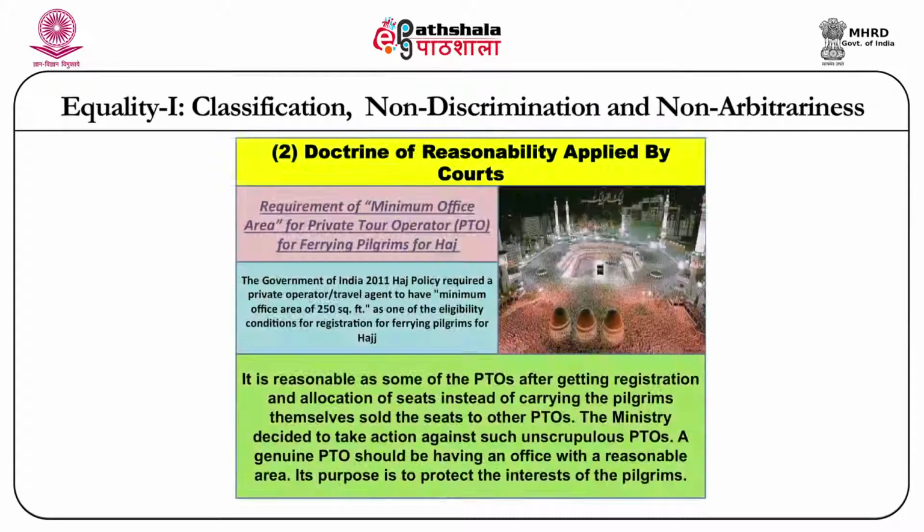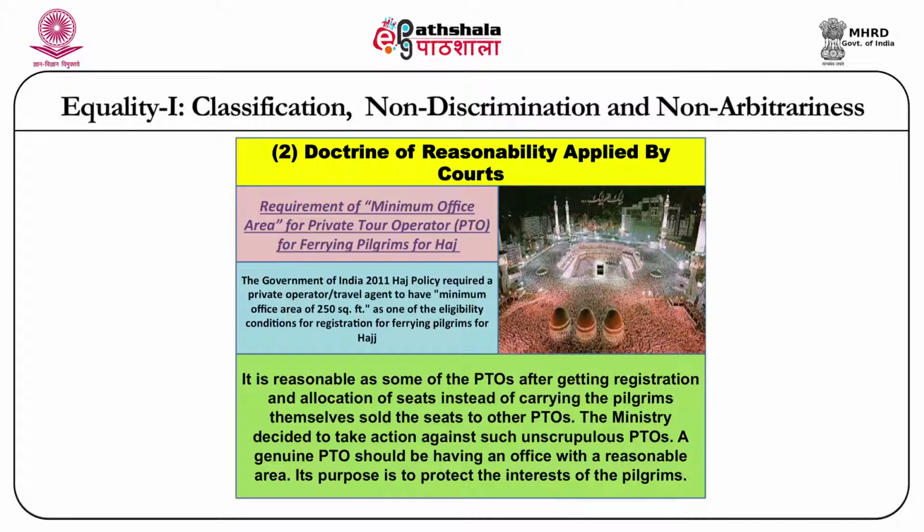Then, this doctrine of reasonability is applied by the courts in various landmark judgments. For example, the Government of India 2011 Hajj policy required a private operator or travel agent to have a minimum office area of 250 square feet as one of the eligibility conditions for registration for ferrying pilgrims for Hajj. The requirement of minimum office area for private tour operators was challenged in Union of India versus Rafiq Sheikh Bikham.